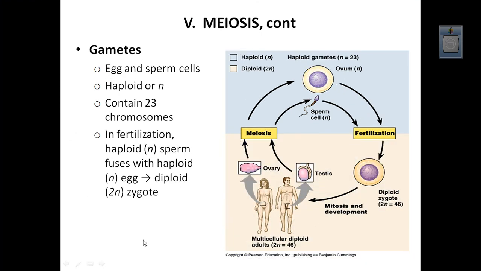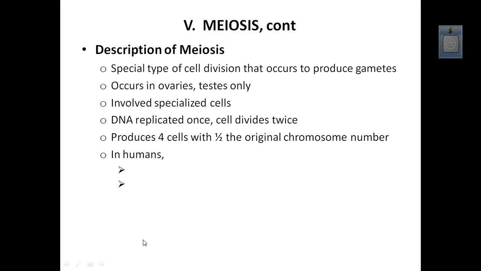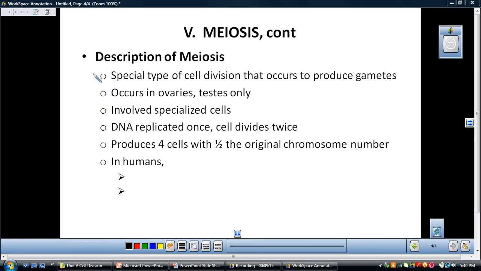So let's take a little bit more of an in-depth look at this. A couple little bulleted points here. I want you to know that meiosis is special. It's special in humans. It occurs so that we can have gametes that are haploid. That's my N. Like I said a minute ago, it happens in the ovaries of females and in the testes of males. It's the only place that this occurs. This involves specialized cells in the ovaries and testes.